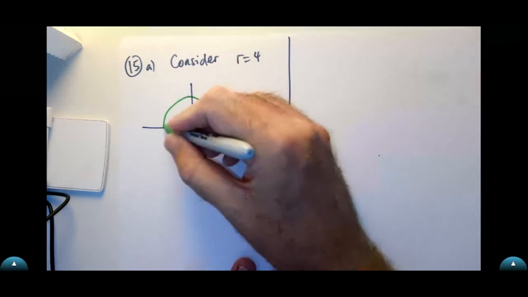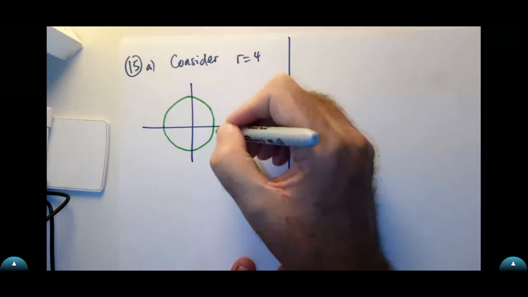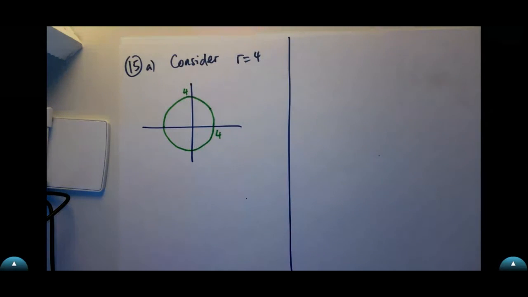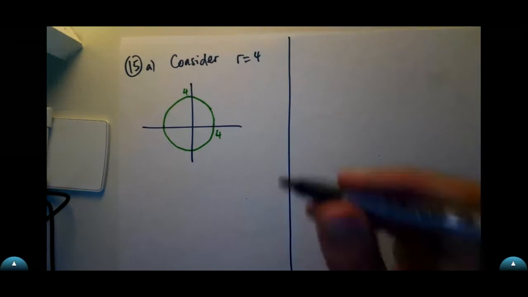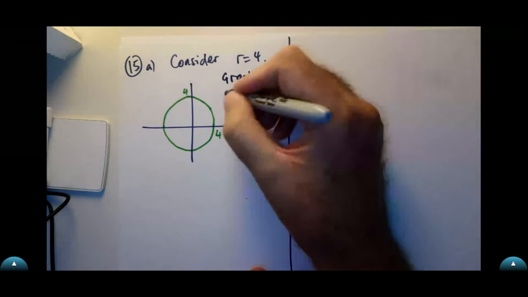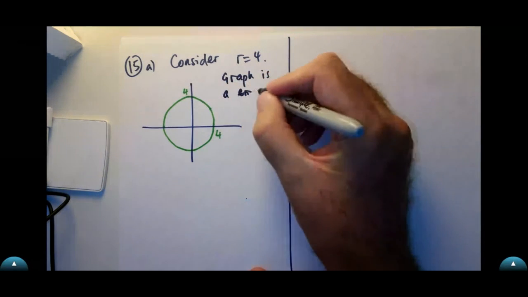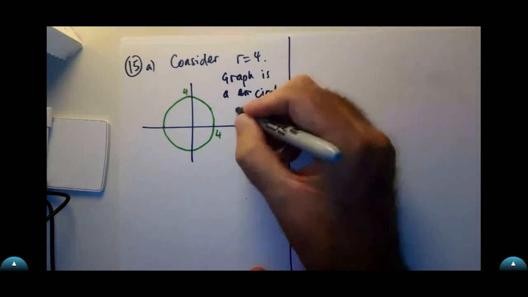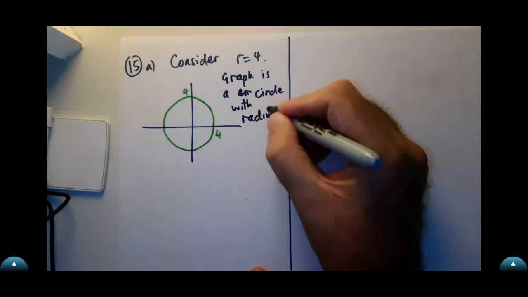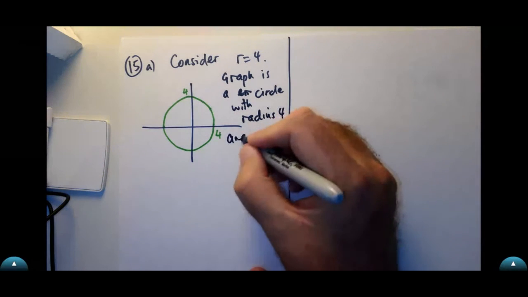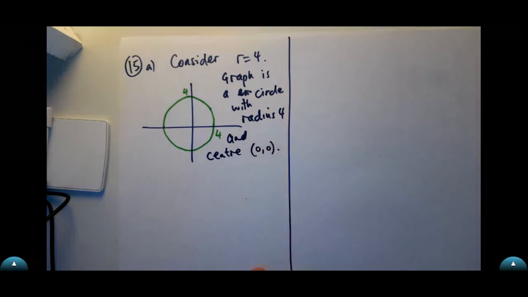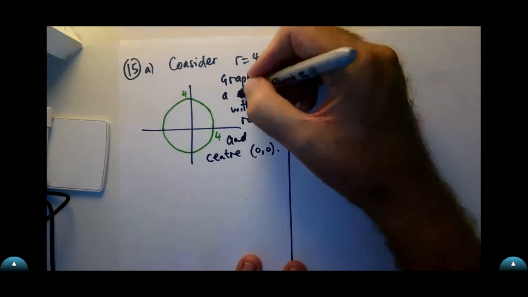Okay, it's a badly drawn picture, right? But it is a circle with radius 4 and center at the origin. Okay, that's that.